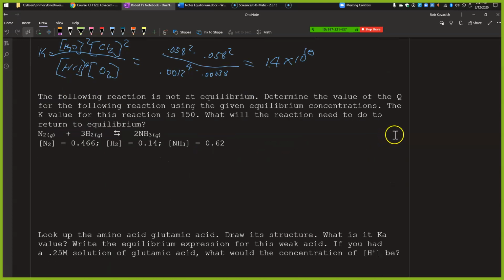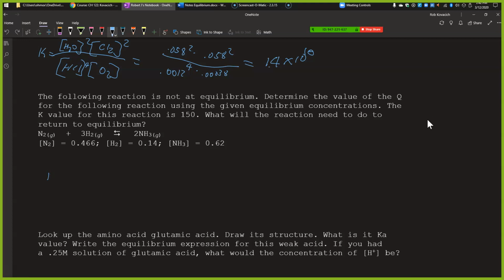Okay. The following reaction is not in equilibrium. Determine the value of the Q for the following reaction given with the equilibrium concentrations. The K value for this reaction is 150. What will the reaction need to do to return to equilibrium? Okay, so we basically treat this exactly the same. We're just answering a different question.